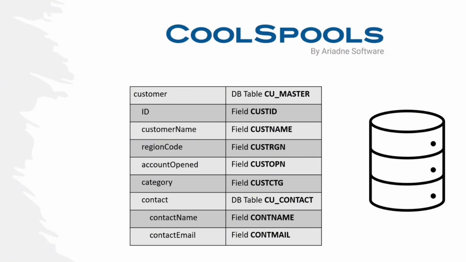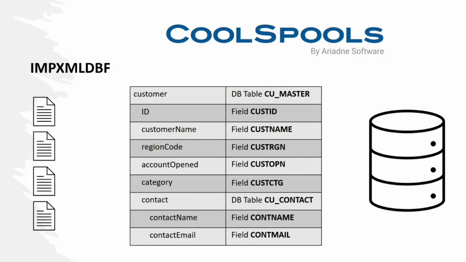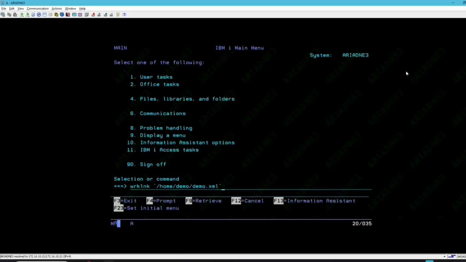Now that we have created our map, we can run the IMPXMLDBF command to import the data from multiple XML documents to our database table using the map to identify which database tables and fields are to be populated. Let's log on to our IBM i server in order to see those commands in action.